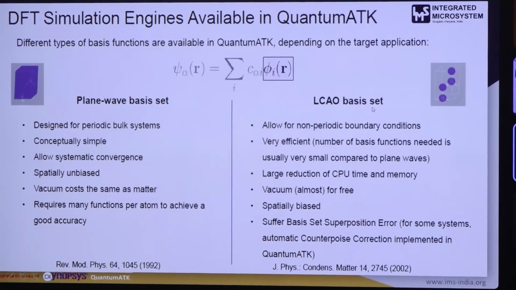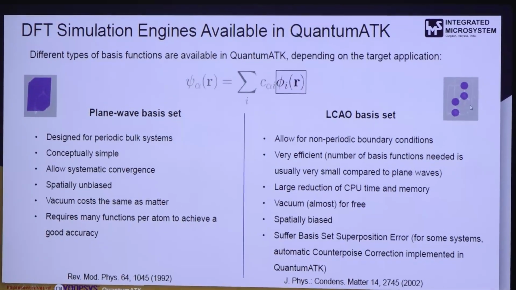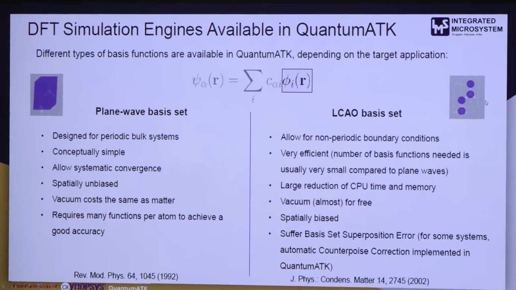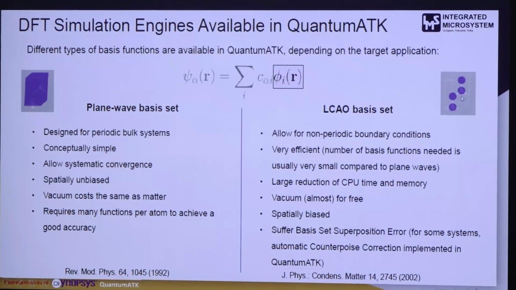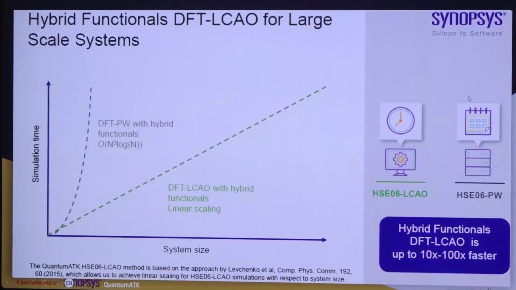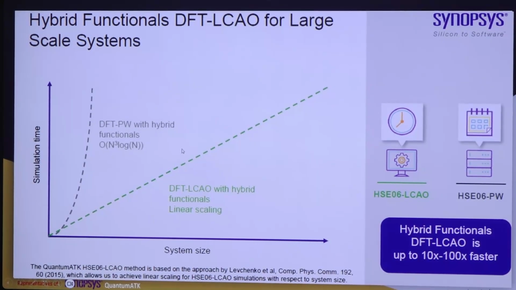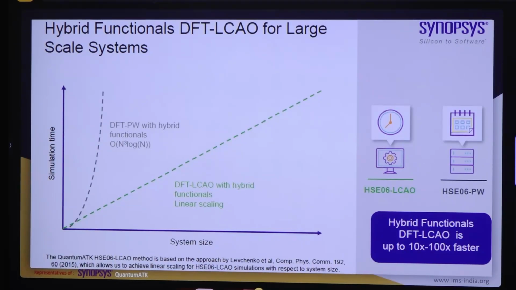Now, the LCAO basis set is designed for non-periodic boundary conditions, and it is very efficient. In the LCAO basis set, there is a large reduction of CPU time and memory as compared to the plane wave basis set, because it will neglect the vacuum of the unit cell. So in QuantumATK software for the density functional theory simulation, we support various exchange-correlation functionals like LDA, GGA, meta-GGA, and hybrid is one of them.